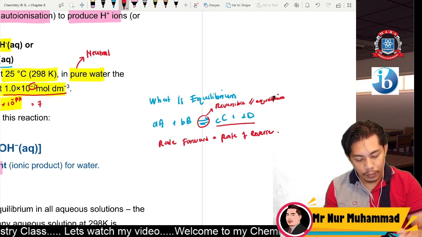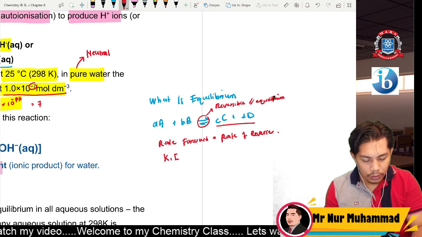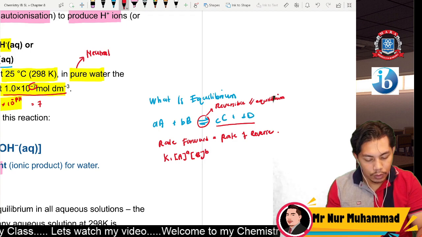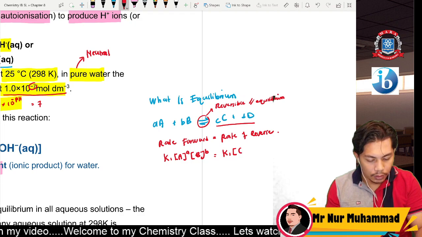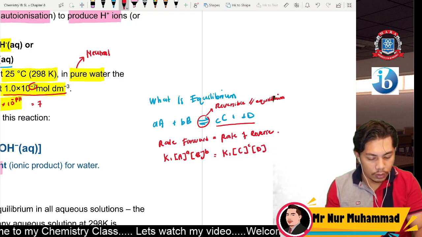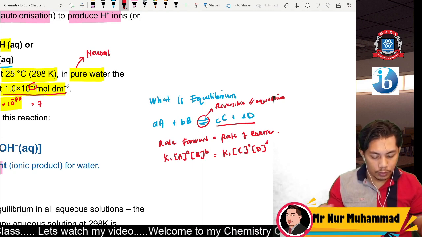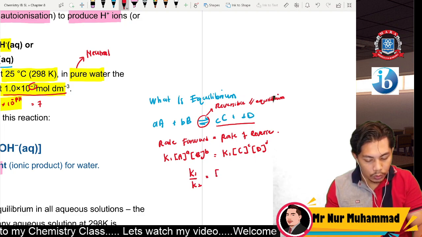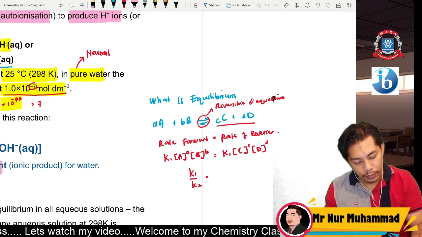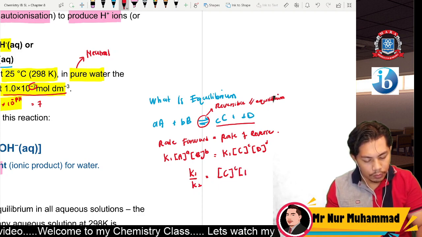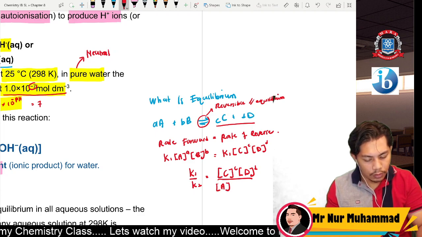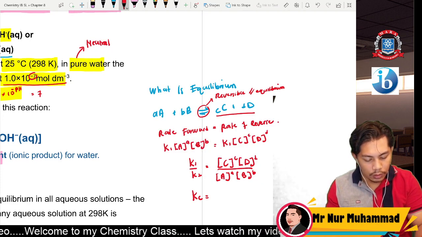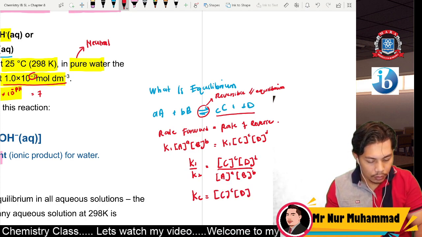So we can see that K is a constant: the concentration of A, with its coefficient becoming the power, times the concentration of B, equals the concentration of C and the concentration of D. This is the formula that we can come out with based on equilibrium. And K1 over K2 equals C times D over A times B. K1 over K2 is called Kc.